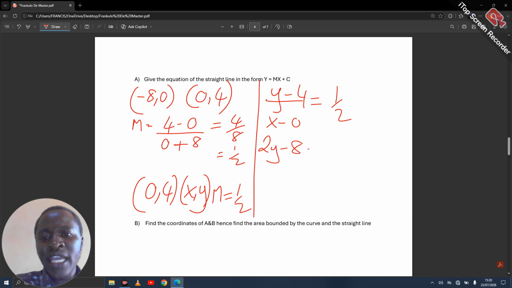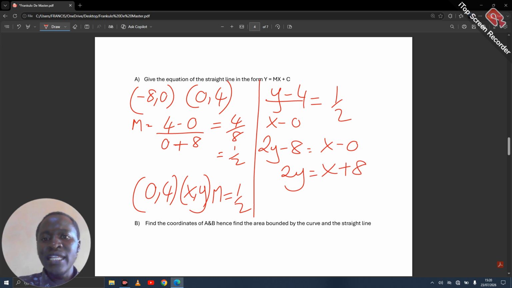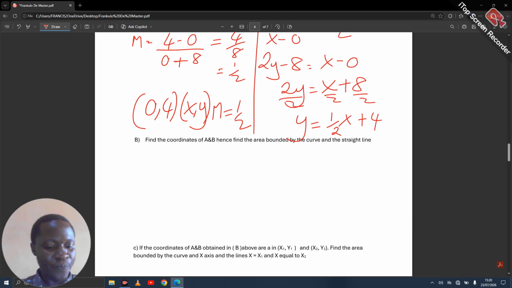So cross multiply. 2y minus 8 equals x minus 0. So we shall have 2y equals x plus 8. But in the form y is equal to mx plus c, divide by 2. So our answer will be y equals a half x plus 4. That is it.